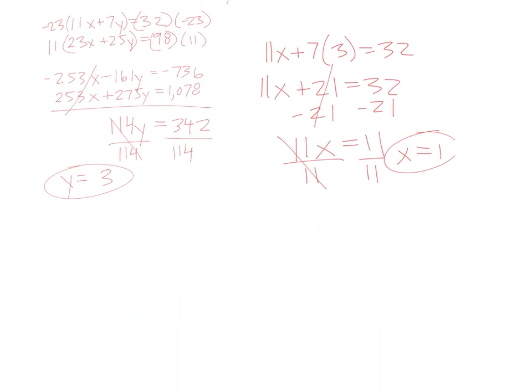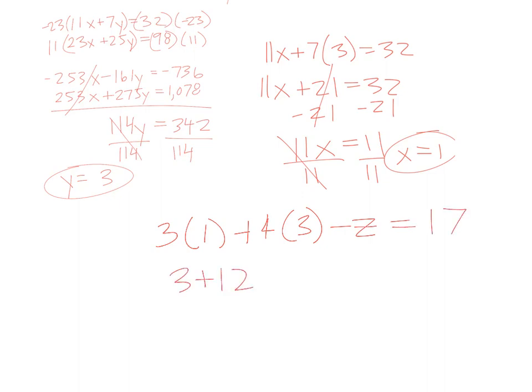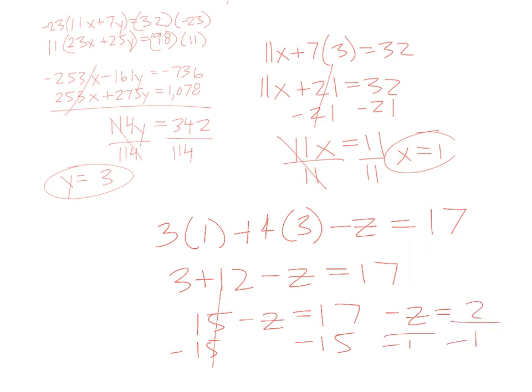Now I gotta solve for z. And I'll use the first equation I started with in the very beginning. So that's going to be 3 times 1 plus 4 times 3 minus z is equal to 17. So I get 3 plus 12 minus z is equal to 17. 15 minus z is equal to 17. Subtract 15. Negative z is equal to 2. Divide by negative 1. And z is equal to negative 2.